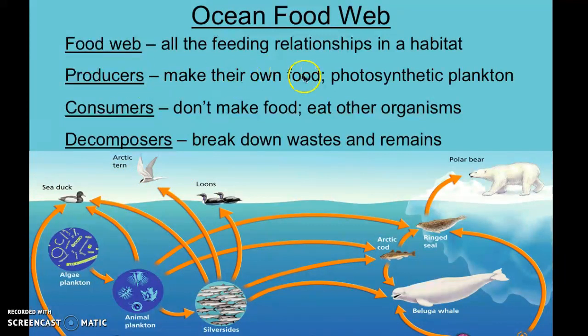Producers are going to be able to make their own food, and the base of any marine or any aquatic food chain is going to be photosynthetic plankton. So it's going to be able to go through photosynthesis. So that's going to be the start of any food chain, the base of your trophic level pyramid in the ocean.